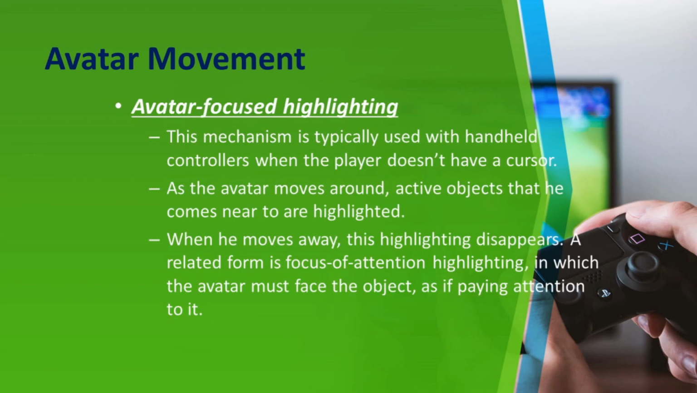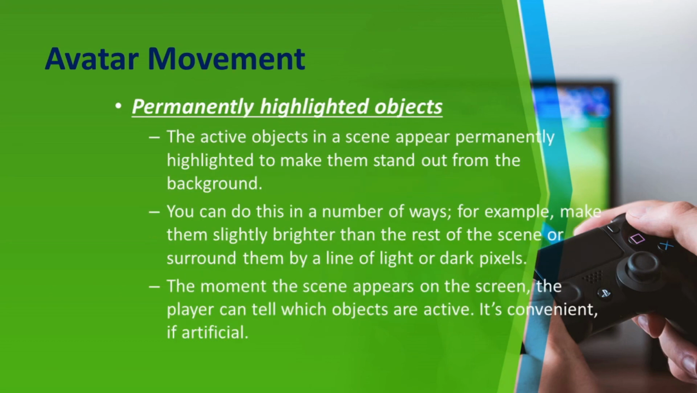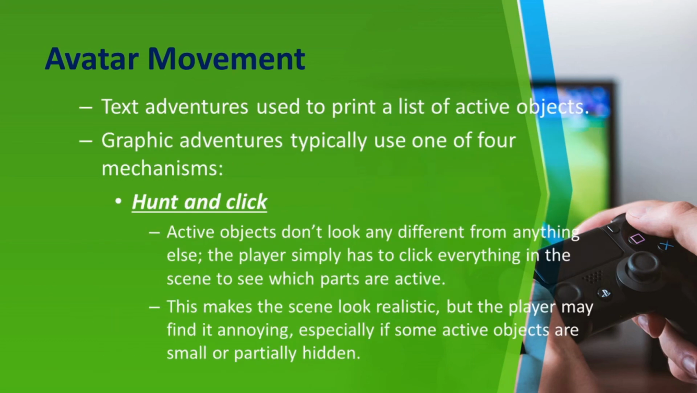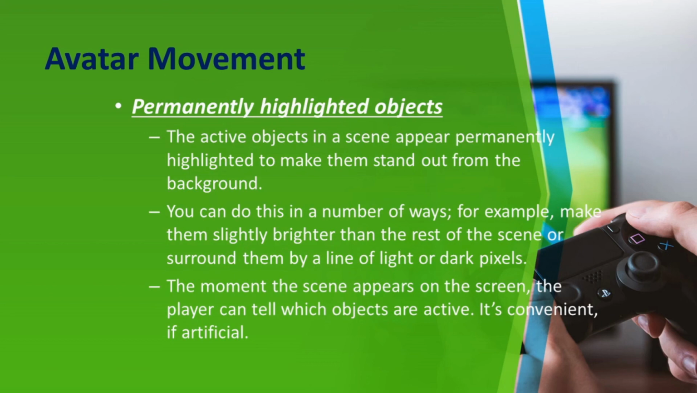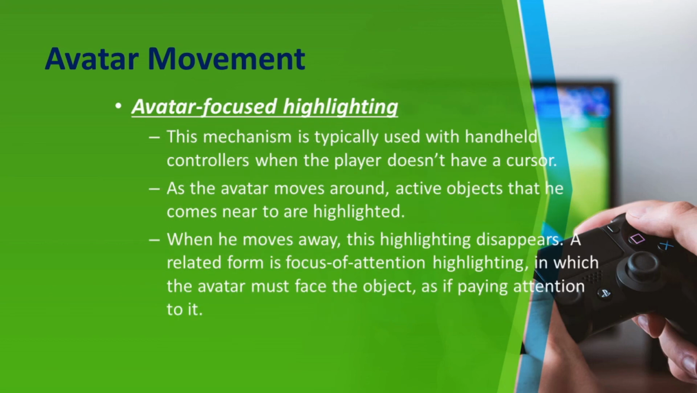Then we also have avatar focus highlighting. This mechanism is typically used with handheld controllers when the player doesn't have a cursor. As the avatar moves around, active objects that he comes near to are highlighted, and when he moves away, the highlighting disappears. A related form is focus of attention highlighting, in which the avatar must face the object as if paying attention to it. Those are the different mechanisms implemented in adventure games on how to find active objects.